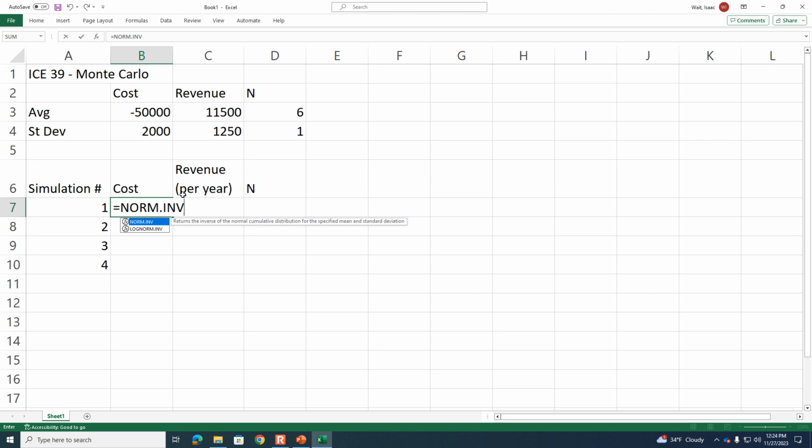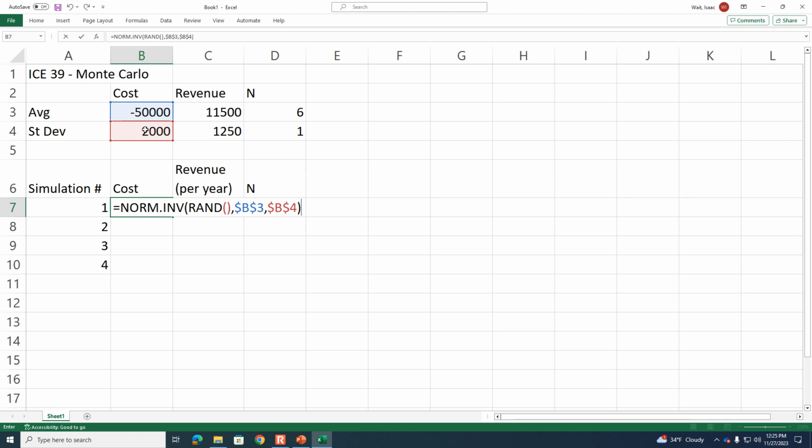Okay, so inside this, we're going to have to generate a probability. So we're just going to use RAND, open and close parentheses. We're telling it to use a randomly generated probability. And now you can see it's asking for the mean. It wants to know what's the average value for the cost. So click up here for the cost and anchor that reference, because as we drag down, we always want it to look at this average that I've assigned. And then for the standard deviation, click on the $2,000 standard deviation and anchor that again as well with the dollar signs.